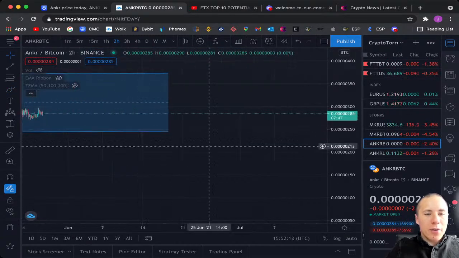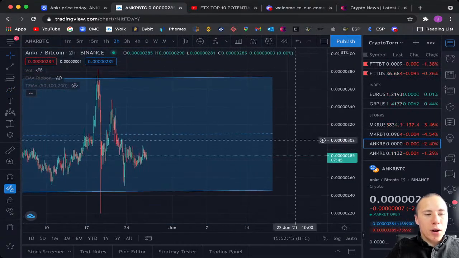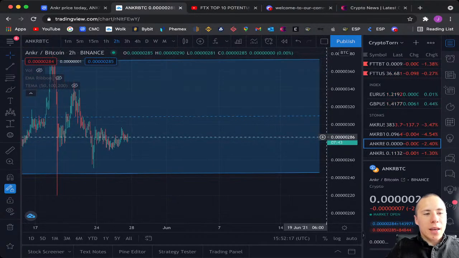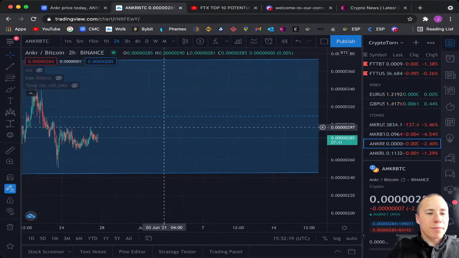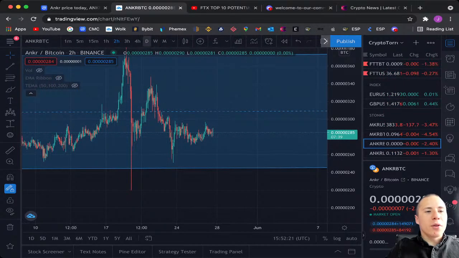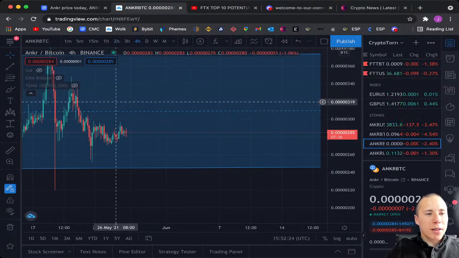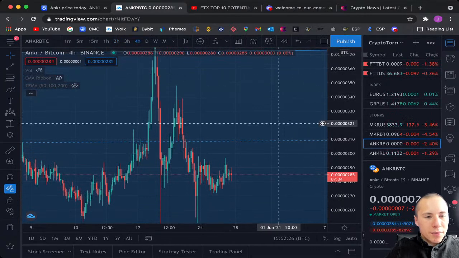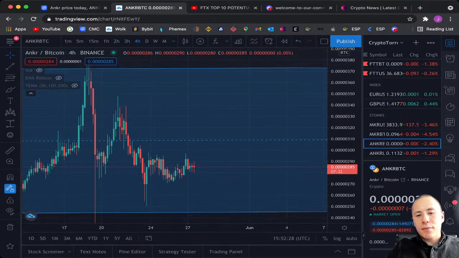So for now, if we zoom in just a little bit more closely, I would say it is in the 2-hourly time frame. I will take a look at the 4-hourly time frame just to make sure we spot it right.